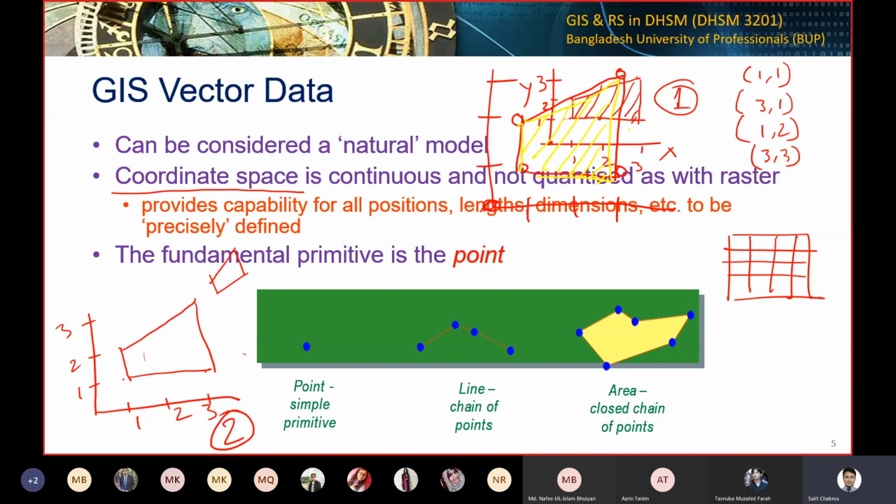So that's how you have to be very careful. You have to be very careful of which coordinate system your data were collected in, and which coordinate system you are projecting when you are importing your data into the software. And just like I said earlier, the fundamental primitive is the point, because everything is built on the point.